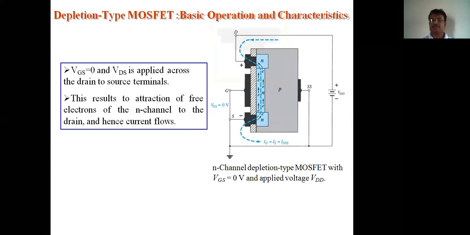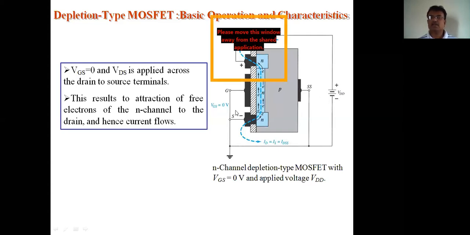You can see yourself. N-channel depletion type MOSFET with VGS equal to 0 volts and applied voltage VDD. Positive voltage is applied. VDD is applied, VGS is equal to 0. This is just similar to the JFET case 1. Apply positive voltage VDD, make VGS equal to 0. This is some positive voltage. VGS is equal to 0 and VDS is applied.